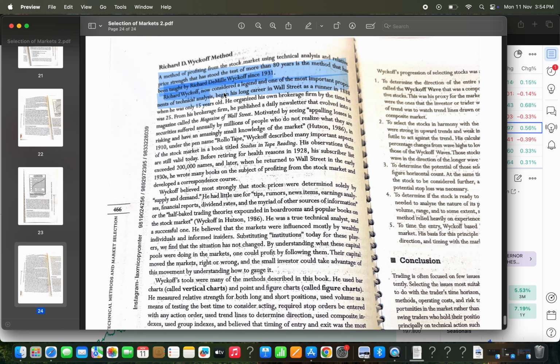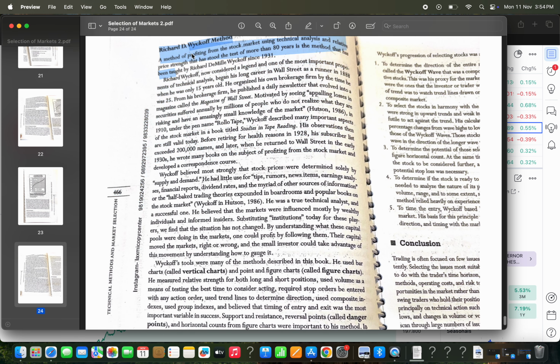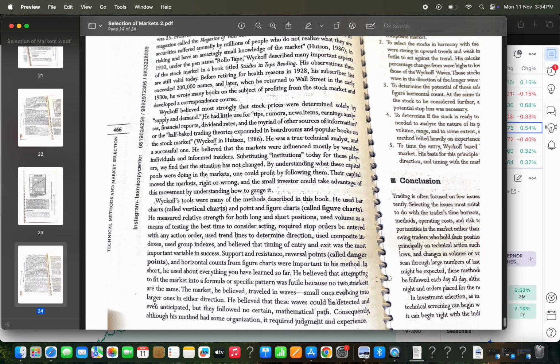Richard Wyckoff, now considered a legend and one of the most important proponents of technical analysis, began his career in Wall Street as a runner in 1888 and he was only 15 years old. He organized his own brokerage firm by the time he was 25. From his brokerage firm, he published a daily newsletter that evolved into the magazine called the Magazine of Wall Street. Motivated by seeing appalling losses... anyway, this is just the story of Wyckoff. If you want to, you can read it.